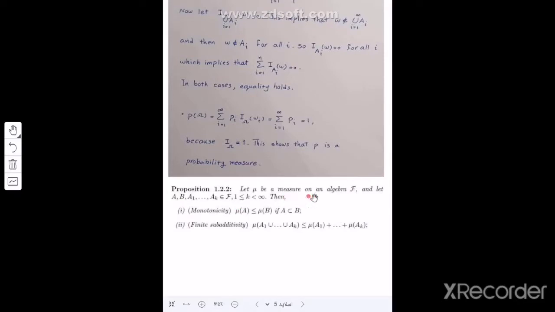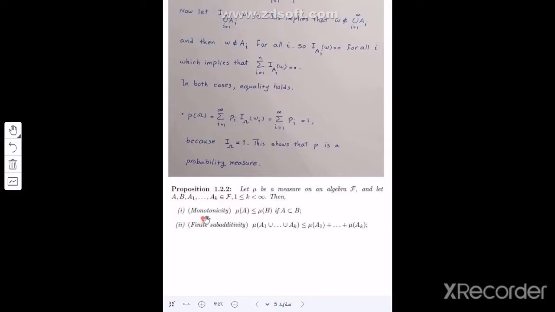Let mu be a measure on an algebra F, and A, B, A1 to Ak be members of F. Then we have this property and this property. You must memorize the properties of measure. In the previous session, we had some properties of a measure. Here, you see two properties of measure.